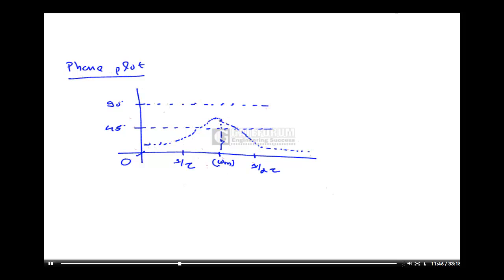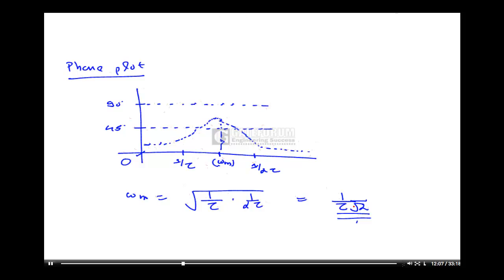So this omega m is nothing but the geometric mean of 1 by tau and 1 by alpha tau, which is equal to 1 by tau root alpha. This is the phase plot. Okay. So this is the thing which is required for lead compensation.